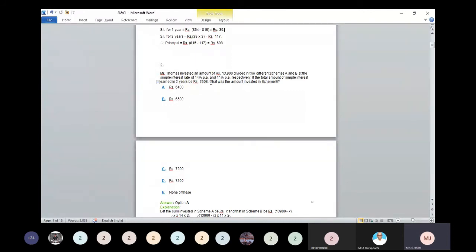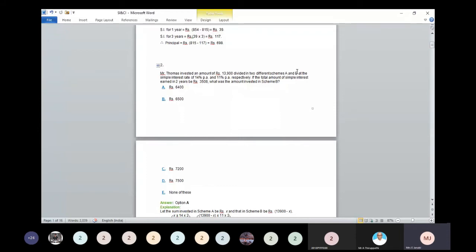The total amount of the simple interest is 3,508. So first, let me take for scheme A, you invest some amount. Take that amount as X. From 13,900, you invested some amount for scheme A, so take this unknown value as X. The remaining amount, that is 13,900 minus X, will be invested in the other scheme, B. So now this is the principal amount for scheme A and scheme B.